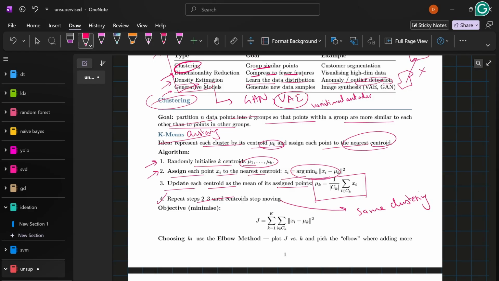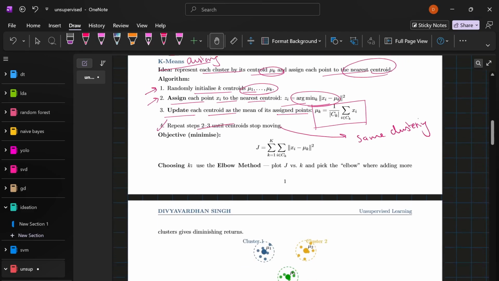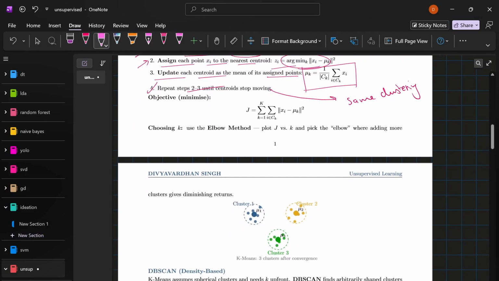Okay. So now we have a big question: how to choose the value of k. You run k-means for k equals 1, 2, 3, 4, and you plot the inertia J on the y-axis and k on the x-axis.